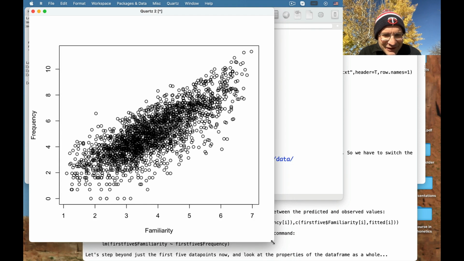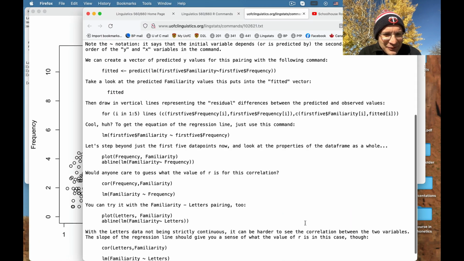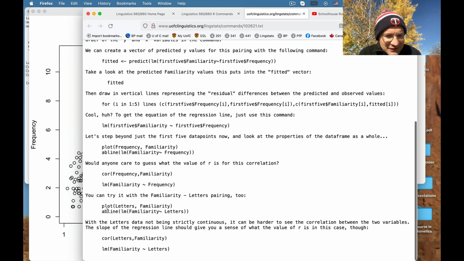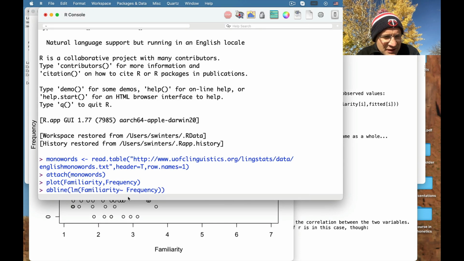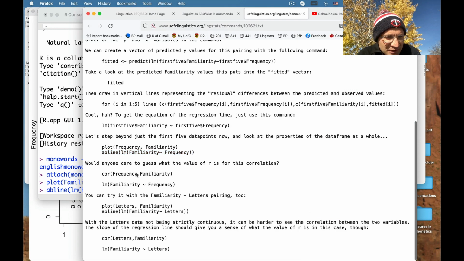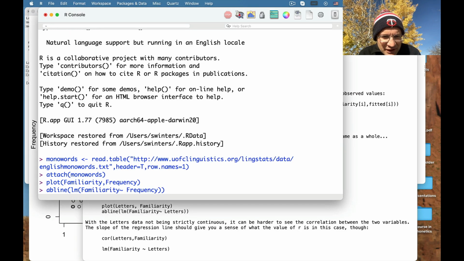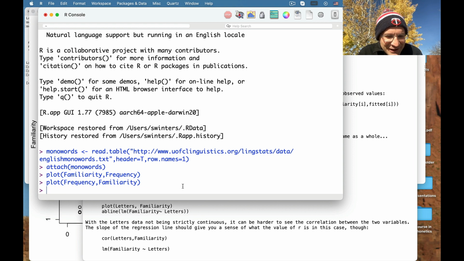Actually, I think I may have done it the opposite way. But either way, let's plot the best fit line for this combination. And I didn't realize this, but I plotted them the opposite way. So let me fix that part first, and plot this as frequency on the x and familiarity on the y. It's always good to make mistakes, so I can make sure that you're paying attention.